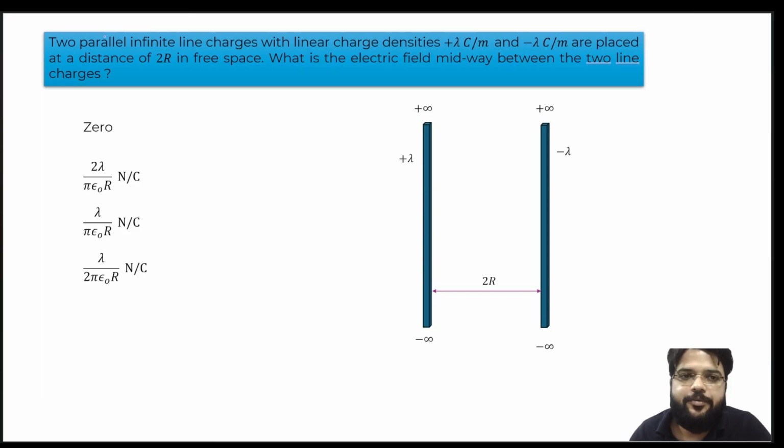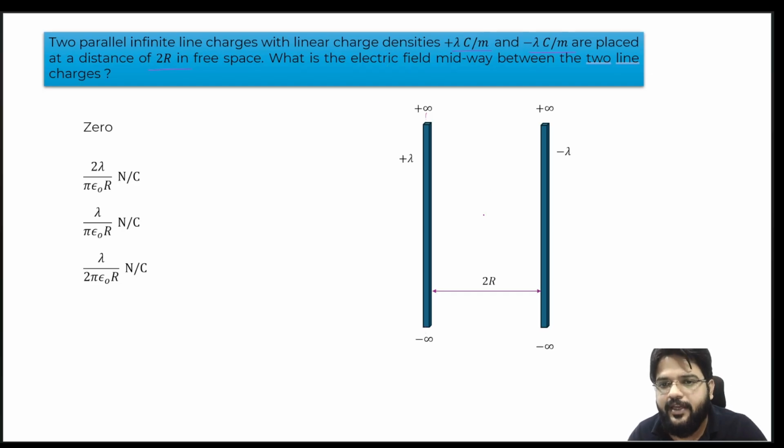Let's see the next question, everyone. Two parallel infinite line charges with linear charge density plus lambda coulomb per meter and minus lambda coulomb per meter are placed at distance 2R. So the distance between these infinite wires is how much, everyone? It is 2R. You can see it in this picture. What is the electric field midway between the two line charges?